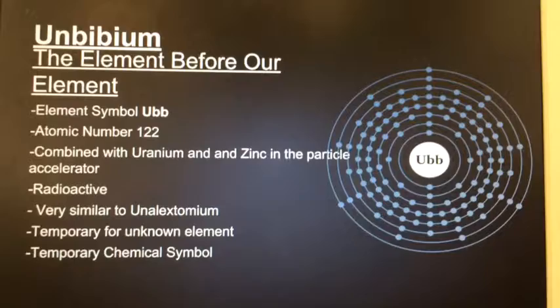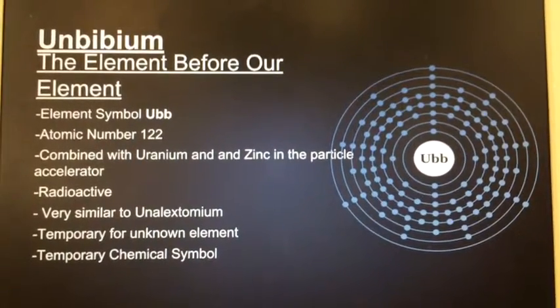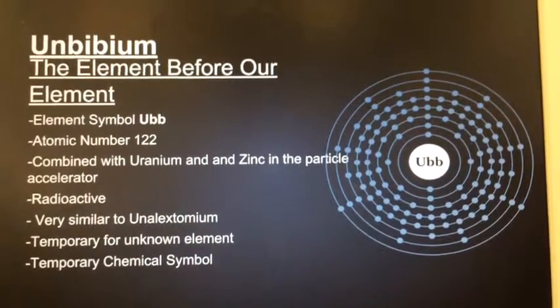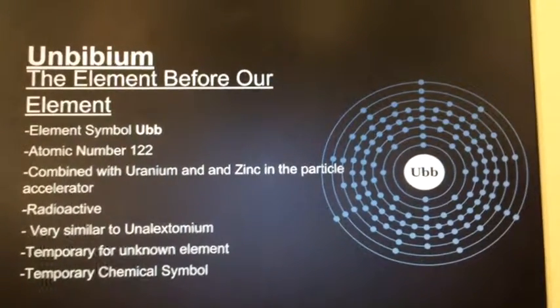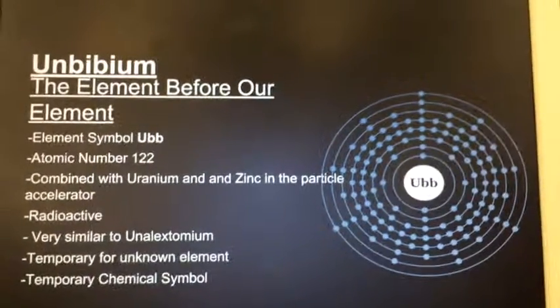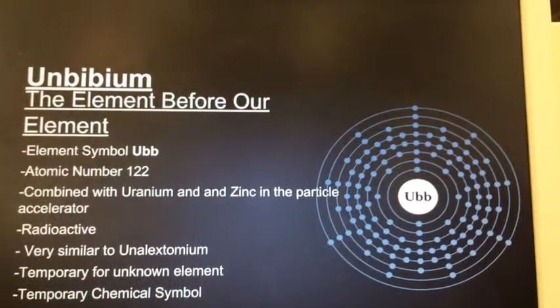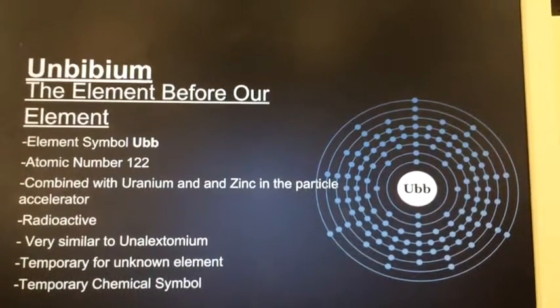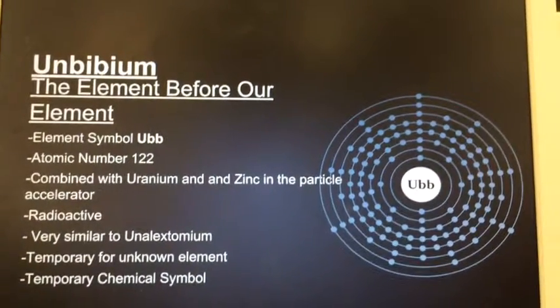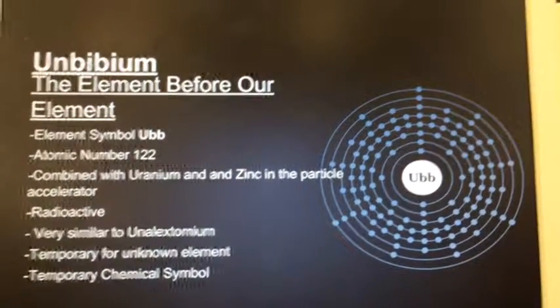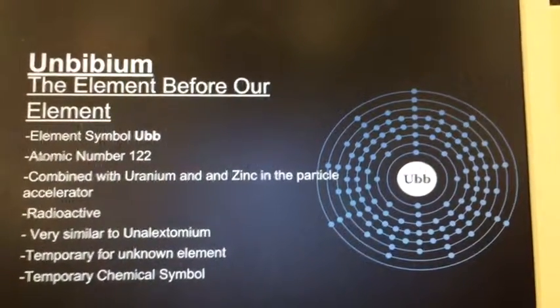Some more basic information on the elements before our element. I'm going to discuss unbibium with you. Now, unbibium is element 122, right before our element. The chemical symbol is UBB. To make this element, they combined uranium and zinc in the particle accelerator. It is radioactive and very similar to our element. The name and chemical symbol are temporary because the element is mostly unknown.